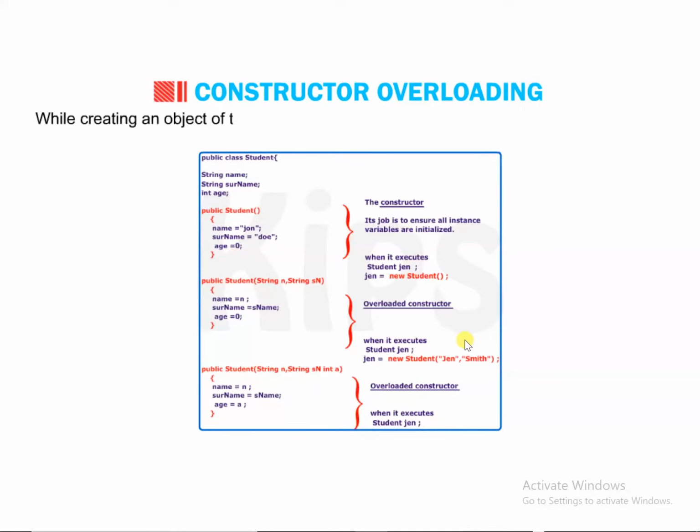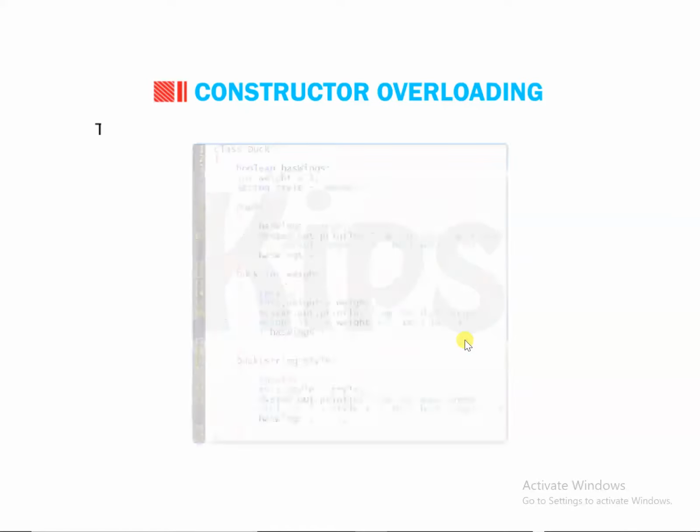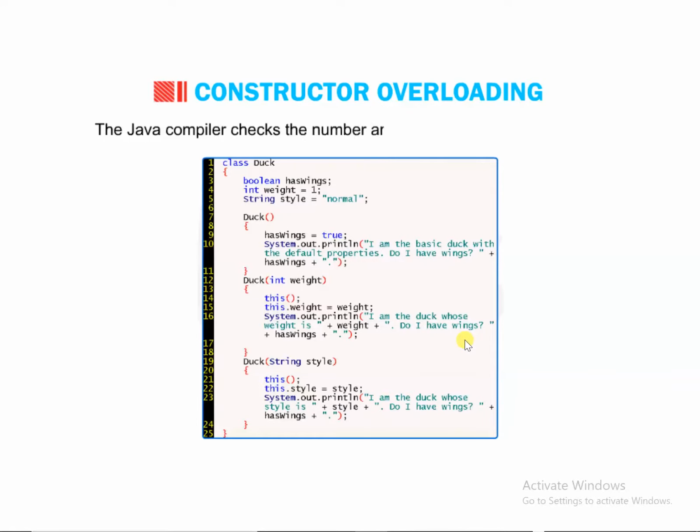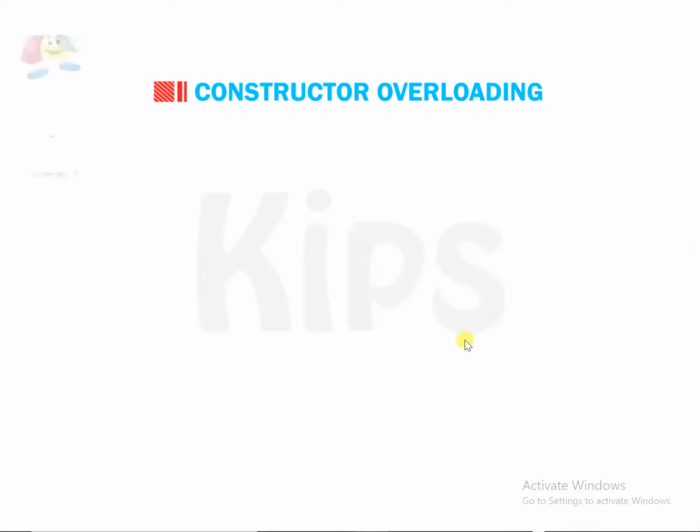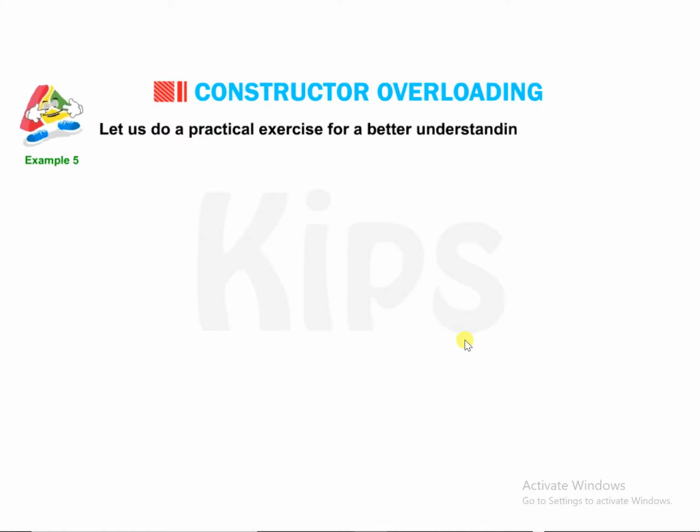While creating an object of the class, some arguments are passed during the constructor call. The Java compiler checks the number and data types of the arguments and calls that particular version of constructor whose number and data types of parameters match with the passed arguments. Example. Let us do a practical exercise for a better understanding about constructor overloading.